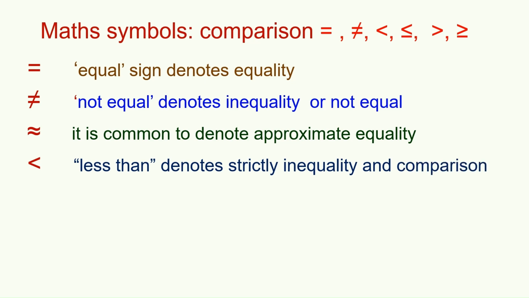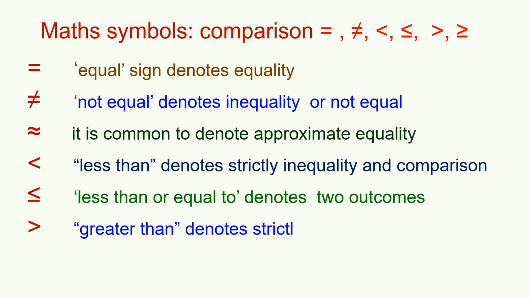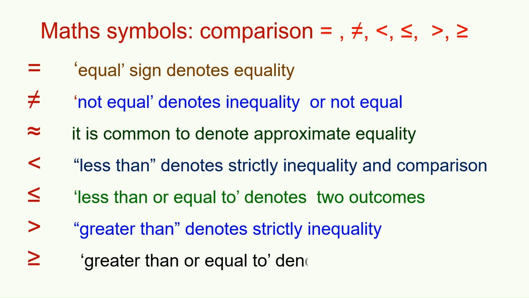Less than or equal to denotes two outcomes, such as x equals a, or x is less than some quantity. Greater than denotes strict inequality. Greater than or equal to denotes two outcomes, and both are true.